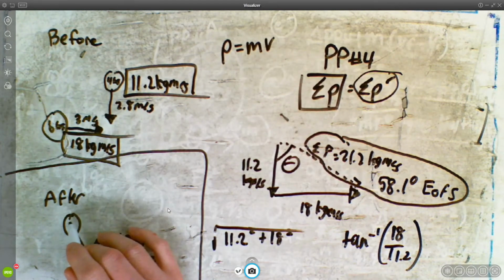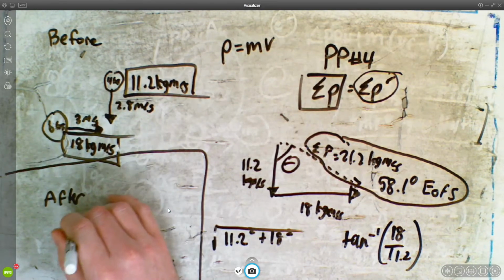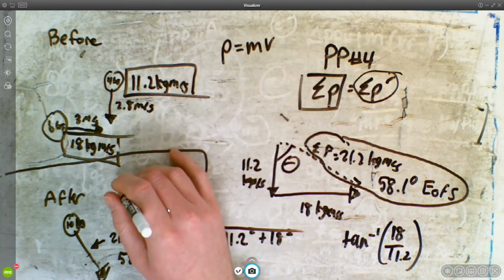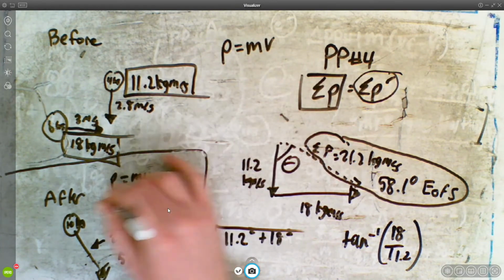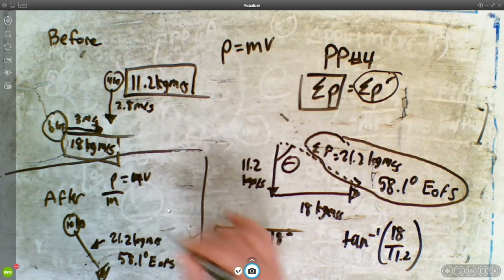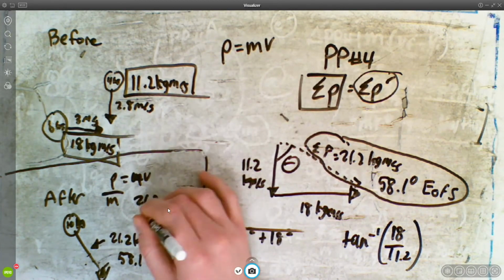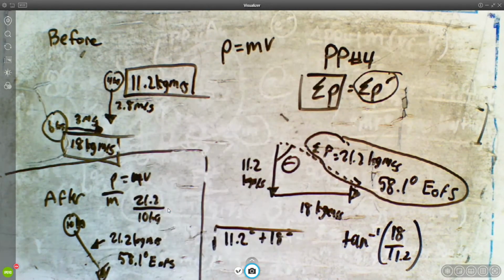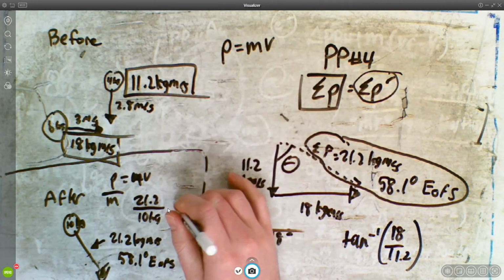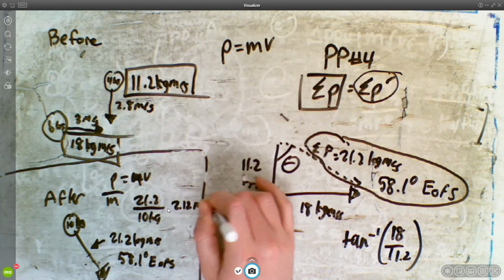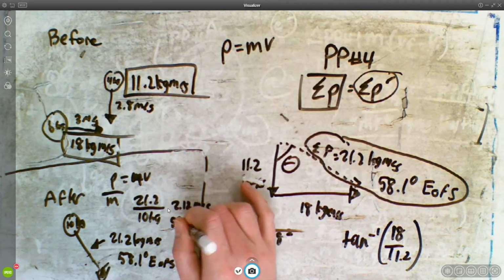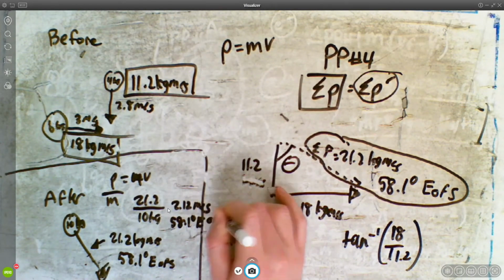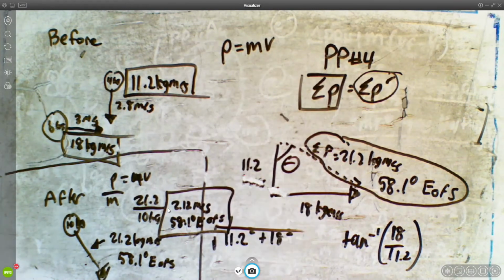So we know that they stick together. This one's 6, this one's 4, so this one's 10 kilograms. So all I have to do is use P equals mv, divide by mass, take my 21.2, divide it by 10 kilograms, and I end up getting 2.12 meters per second at 58.1 degrees east of south. And then that is my final answer. Okay. Those ones are the easy ones. Those ones should be pretty straightforward to do.